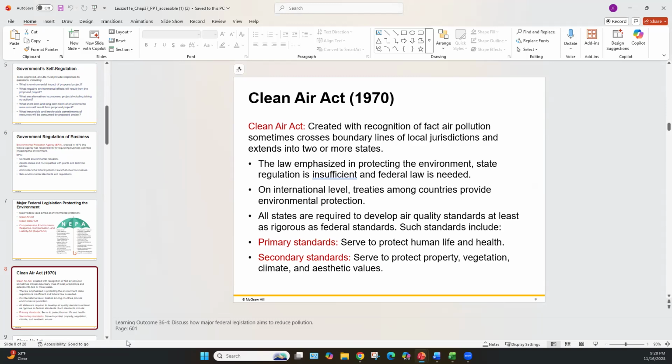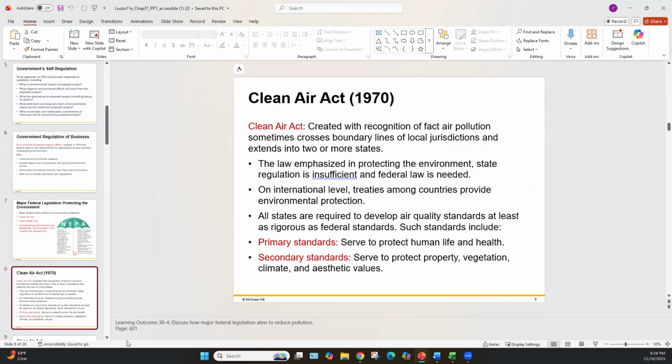On the international level, treaties among countries provide environmental protection. That goes back to that Chernobyl example in the country of Ukraine, which was a Russian nuclear power plant in Ukraine. At the time, Ukraine was part of the USSR. I don't want to get into too much detail of that, but it affected a lot of countries that were outside of the borders of Ukraine and Russia.